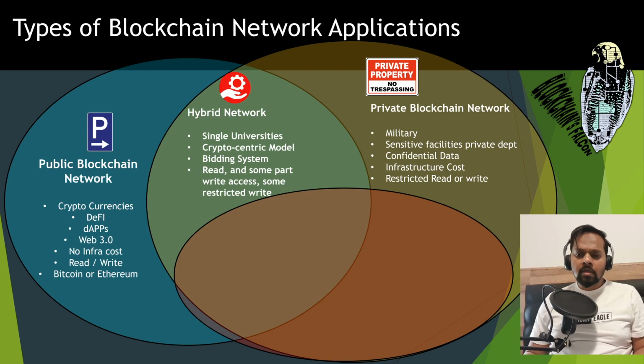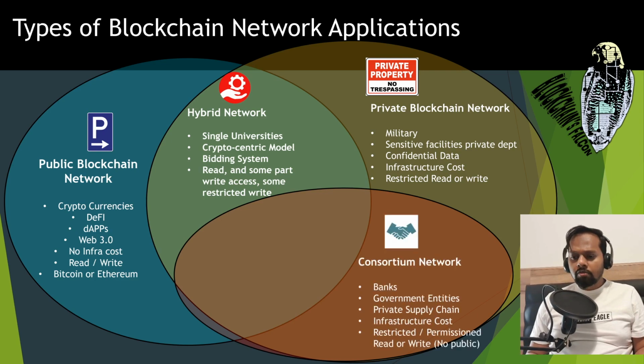A bidding system can be one of the examples as well, which can come inside the hybrid system, where read is available to the public, while some part of the write access is restricted, which means that some part will only be written by the organization who created this hybrid network.